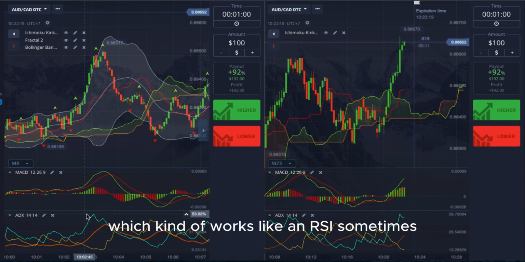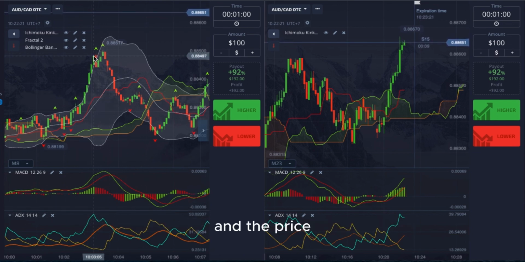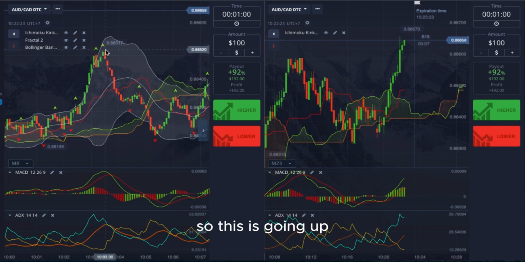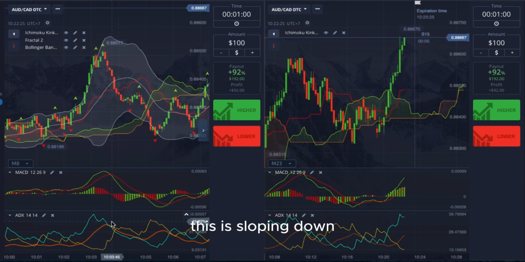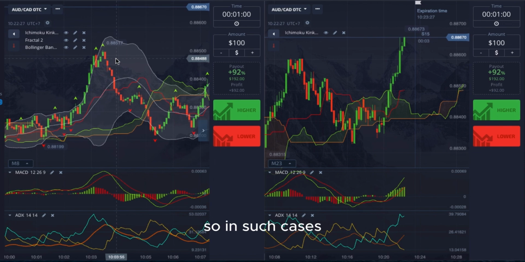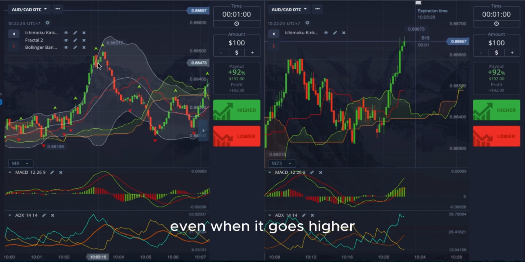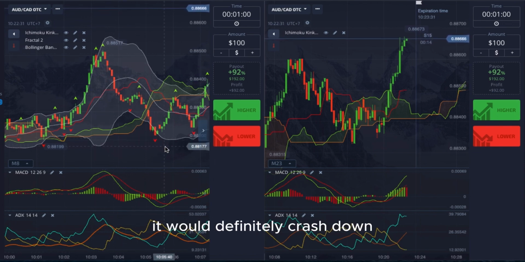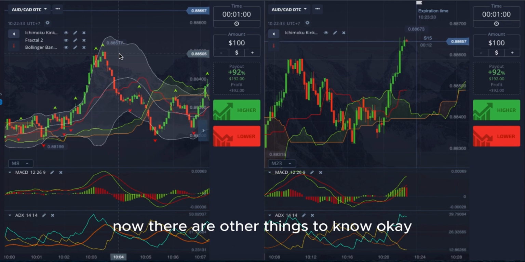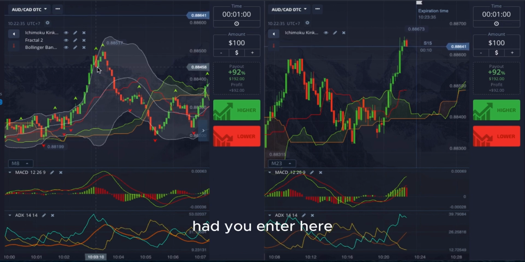which kind of works like an RSI sometimes, and the price. So this is going up, this is sloping up, this is sloping down, signifying a divergence. So in such cases, it means that even when it goes higher, it will definitely crash down. Now, there are other things to note. Okay, had you entered here, would that have been a bad thing?